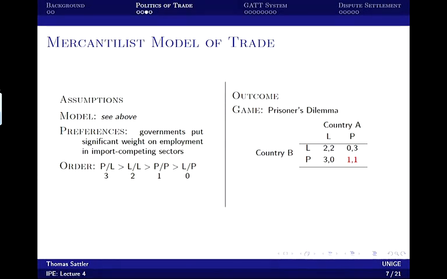Next week we're going to talk about domestic trade politics, so we're moving to the other level of our analytical framework. Good. So see you next week.